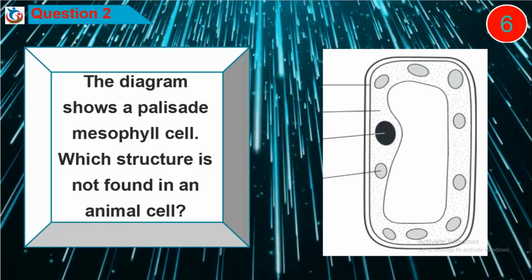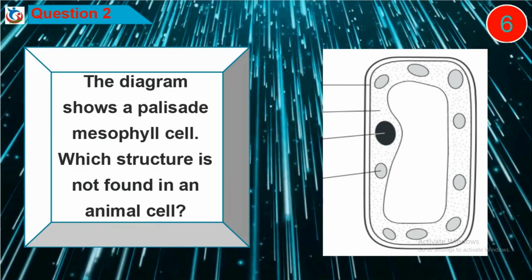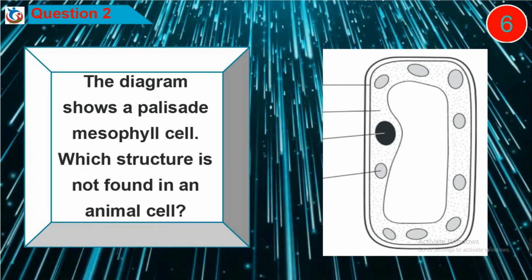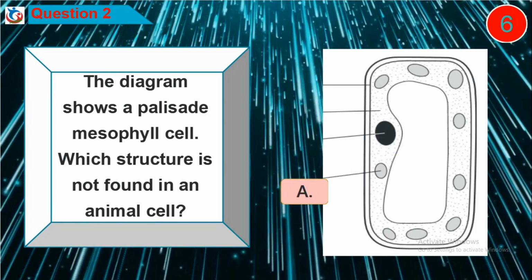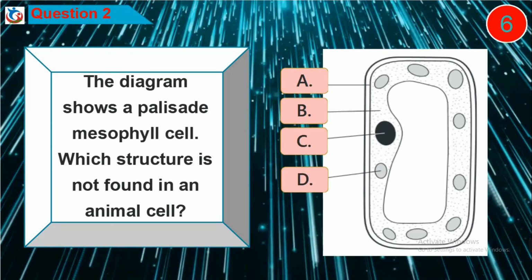Question 2. The diagram shows a palisade mesophyll cell. Which structure is not found in an animal cell? Is it option A, B, C, or D?